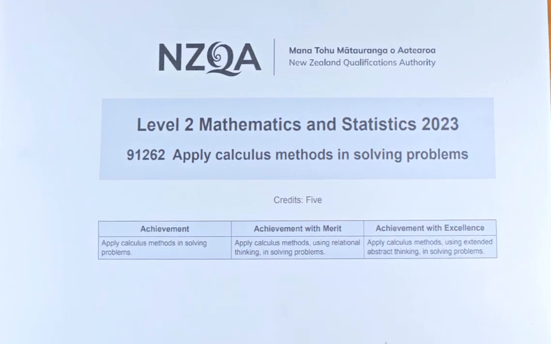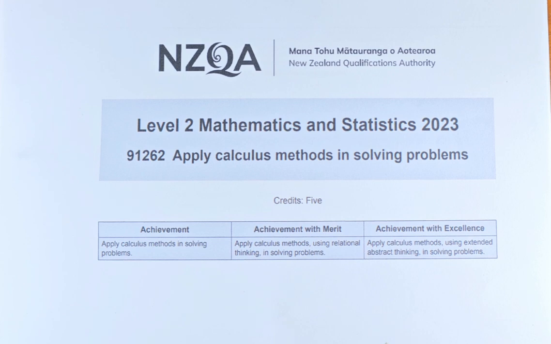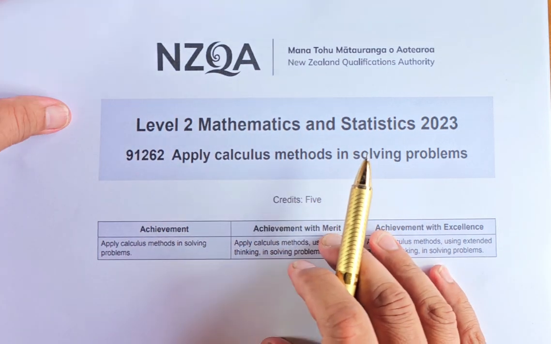Good day! In this video, we are going to try and solve question 1D of the 2023 calculus paper, level 2. The title of the paper is called Apply Calculus Method in Solving Problem. This is an excellent question. It's a word problem and it's a maximum minimum type of question. So without further ado, let's try to solve this question.